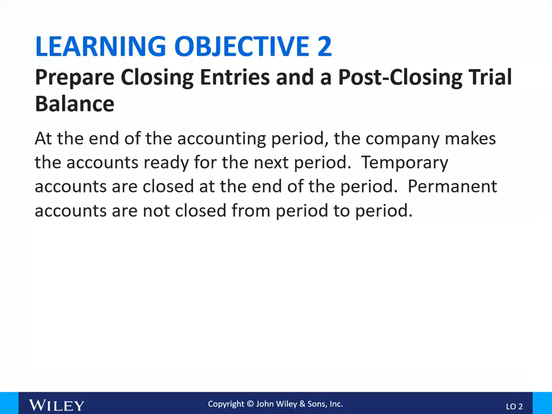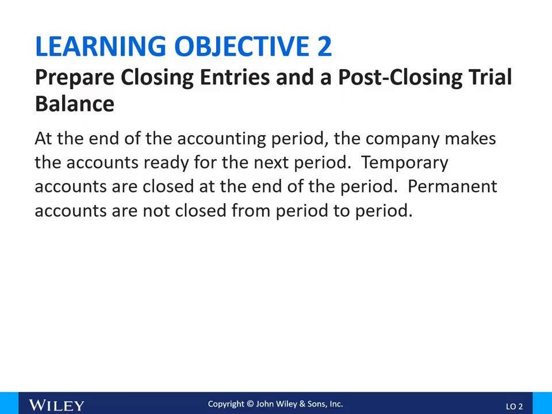Next, we'll talk about closing entries and a post-closing trial balance. So at the end of the accounting period, the company makes the accounts ready for the next period. Temporary accounts are closed at the end of the period. Permanent accounts are not closed from period to period.